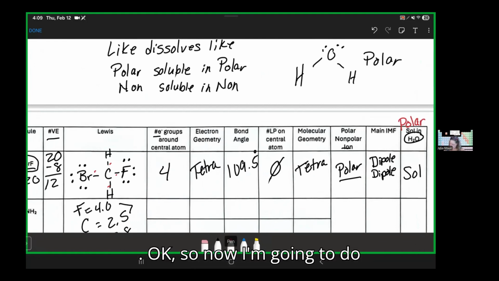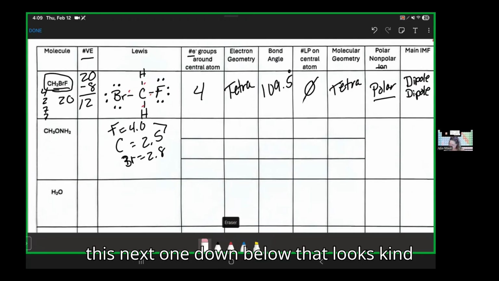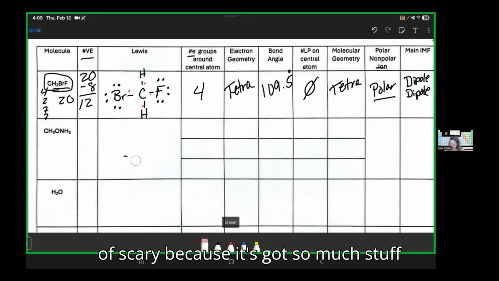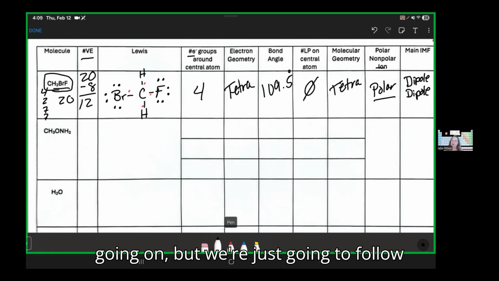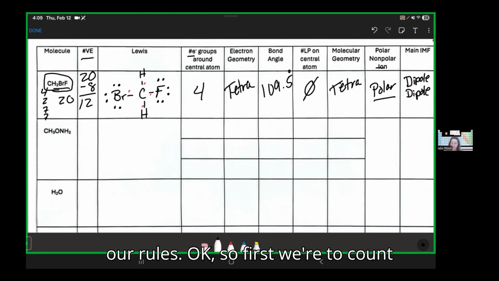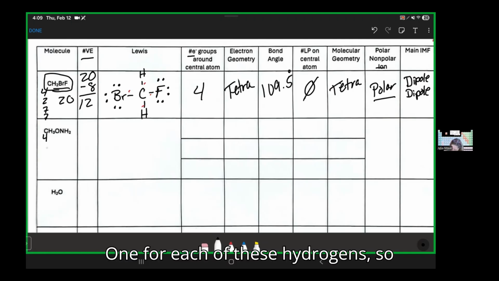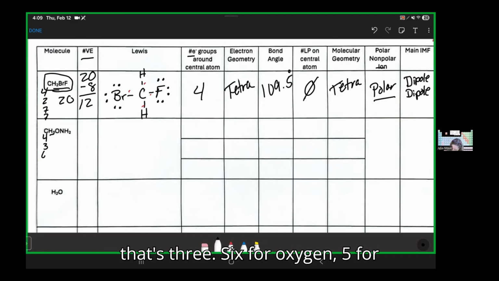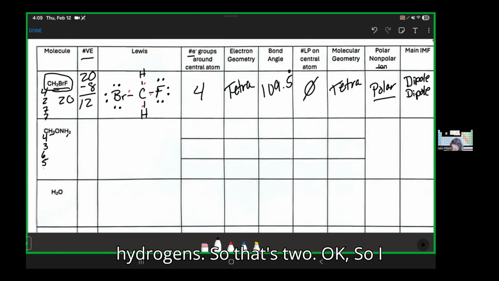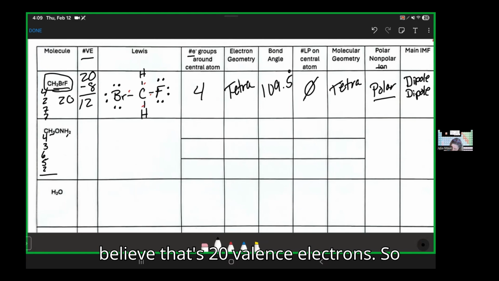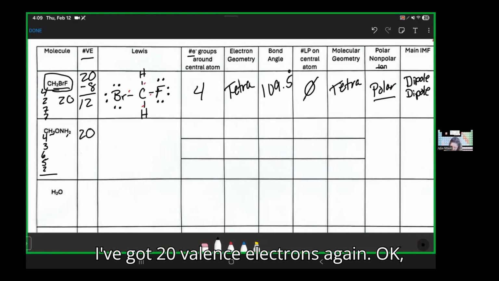Now I'm going to do this next one down below that looks kind of scary because it's got so much stuff going on. But we're just going to follow our rules. First we're going to count our valence electrons. So 4 for carbon, 1 for each of these hydrogens, so that's 3, 6 for oxygen, 5 for nitrogen, 1 for each of those hydrogens, so that's 2. I believe that's 20 valence electrons. So I've got 20 valence electrons again.